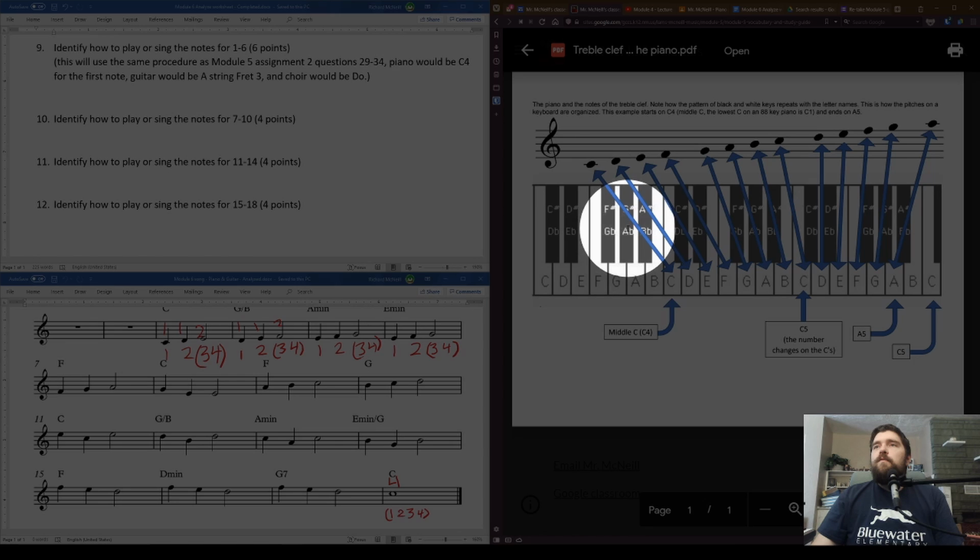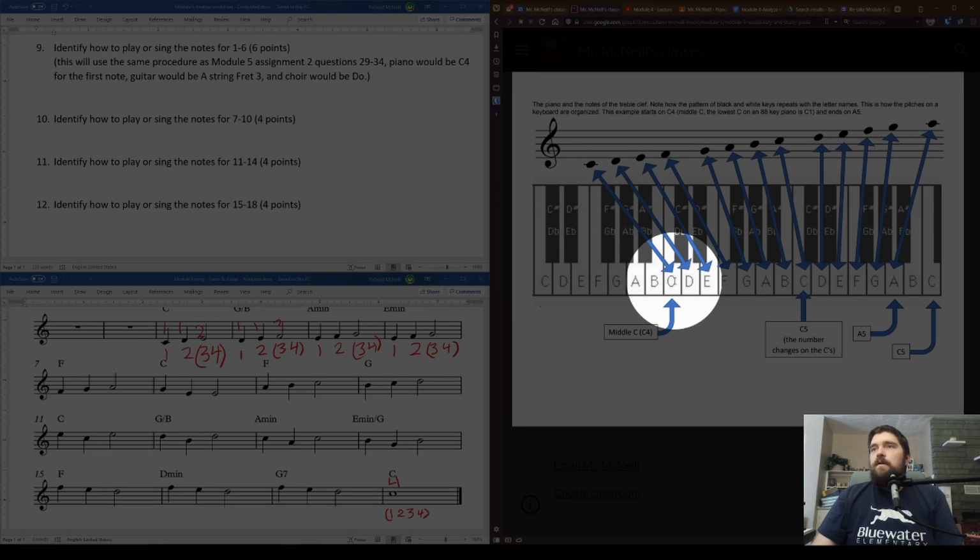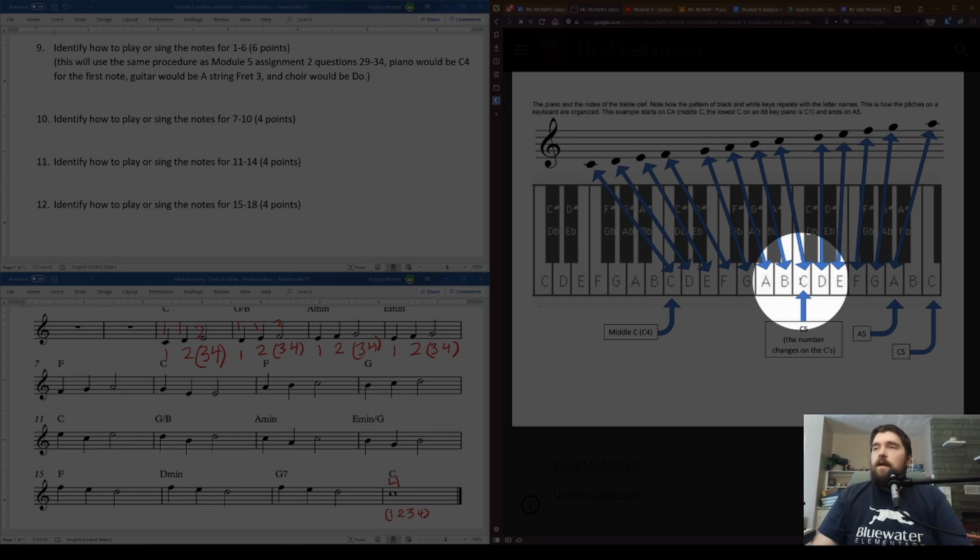Also remember from before, hopefully you learned this, we have sets of 3 black keys and sets of 2 black keys. And any C is to the left of the 2 black keys. So I find my 2 black keys right here, and down here is the C. I find my 2 black keys again, and right there is another C.